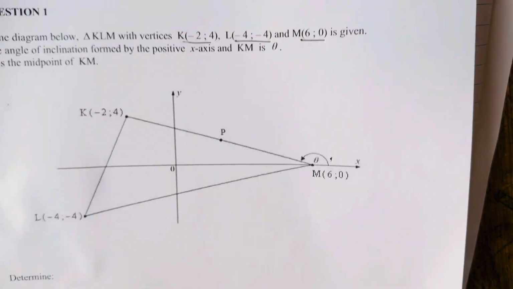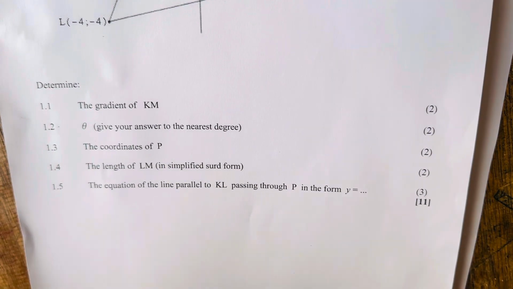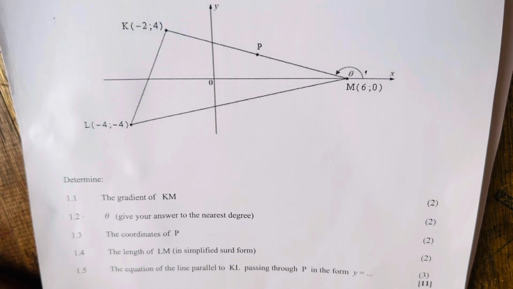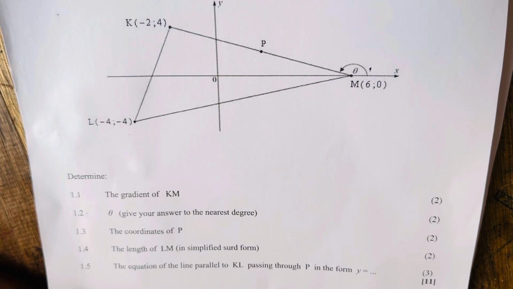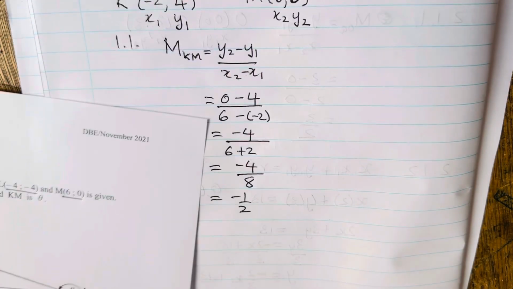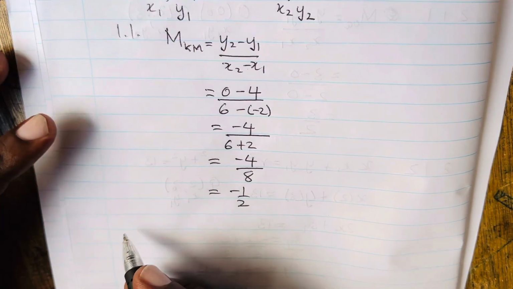Now let's go to the second question, 1.2. It is looking for theta. Give your answer to the nearest degree. Because it's a follow-up question, we are going to use the same gradient that we got in 1.1.